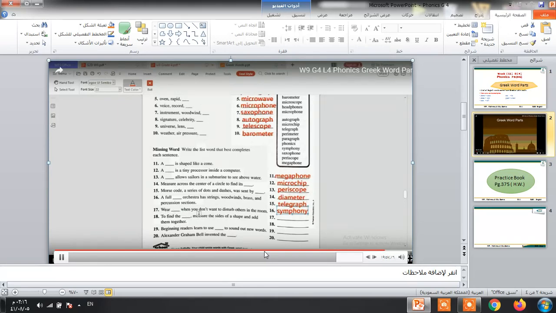Wear dash when you don't want to disturb others in the room. So if you want to hear the music and you don't want to disturb the others in the room, you need to wear your headphones. Next, number 18. To find the dash, measure the sides of a shape and add them together. So in math also, I'm sure you learned about the perimeter. To measure shapes.